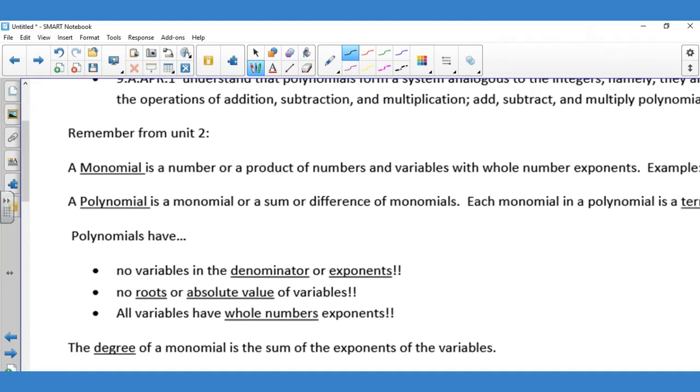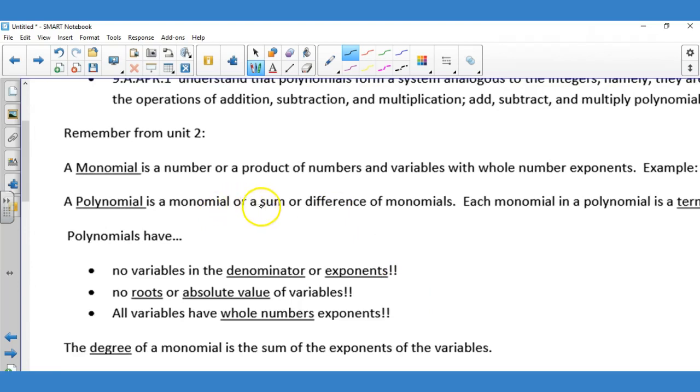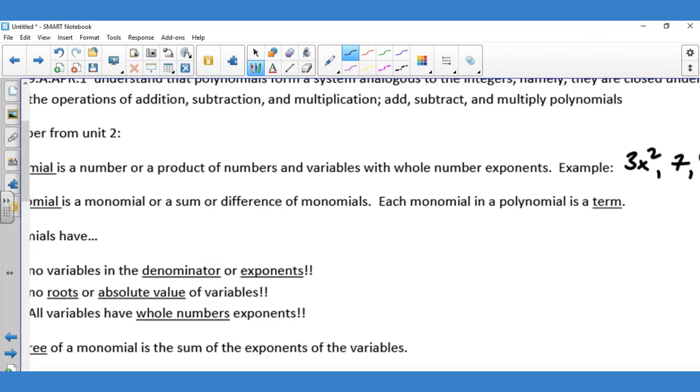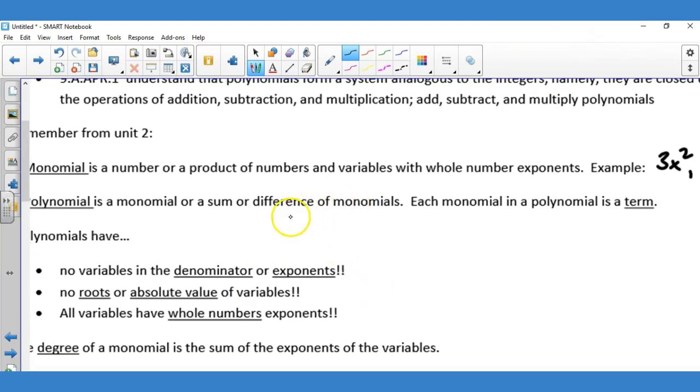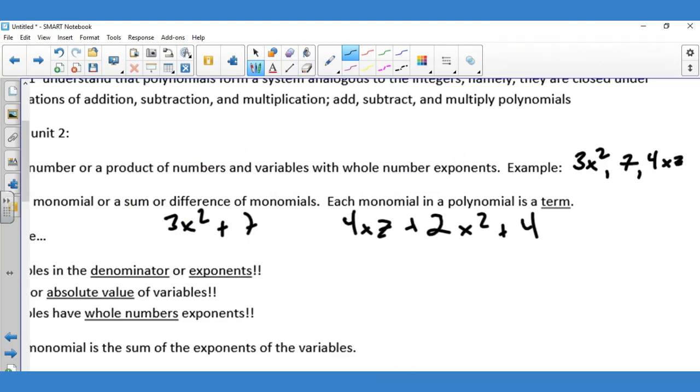Those are monomials. A polynomial is a monomial or a sum of different monomials. Sum of different monomials. We kind of touched on this a while ago, but again, some examples. 3x squared, that's a monomial, plus 7, that's a monomial. But together it's a polynomial, meaning more than one monomial. 4xz plus 2x squared plus 4. Polynomial. So a monomial is individual, a product or a number.